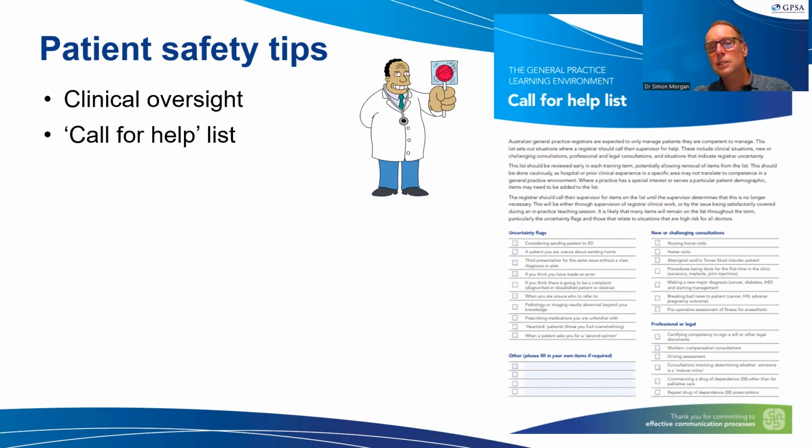The other really nice thing, so what I've put up here is the GPSA version of the call for help list, but if you Google call for help list RACGP, you'll get the original research paper, which has got the list. The other really nice thing in this is, as you can see, the uncertainty flags. And these are broader situations than antenatal care or workers' compensation, but areas where a registrar may elicit a lot of uncertainty. And as we know, uncertainty can really derail registrars. And it may just give them permission to say, I need to call you for these things. So it's a really useful tool.